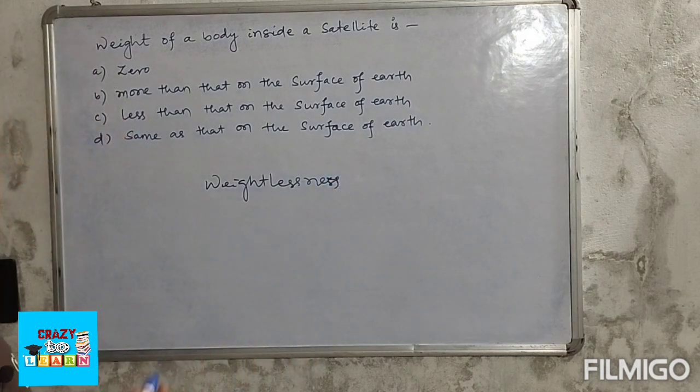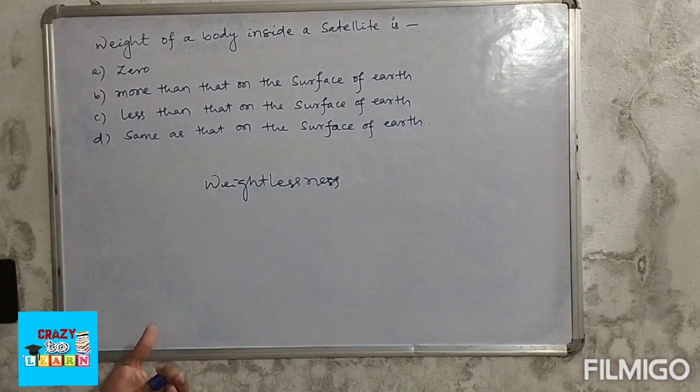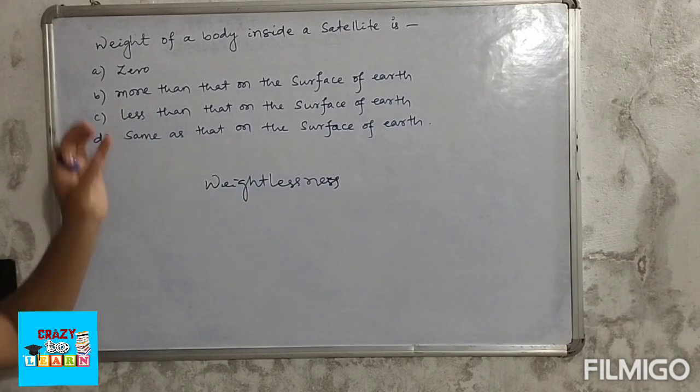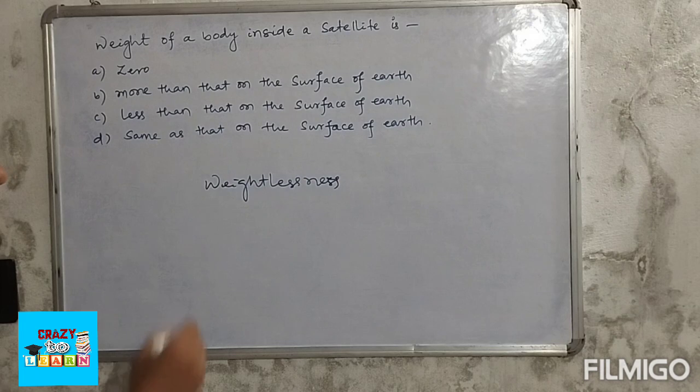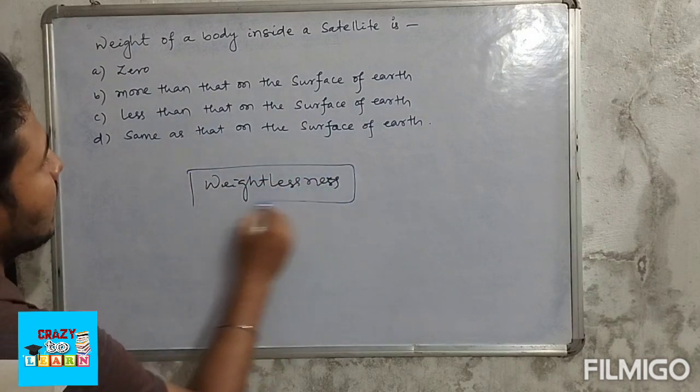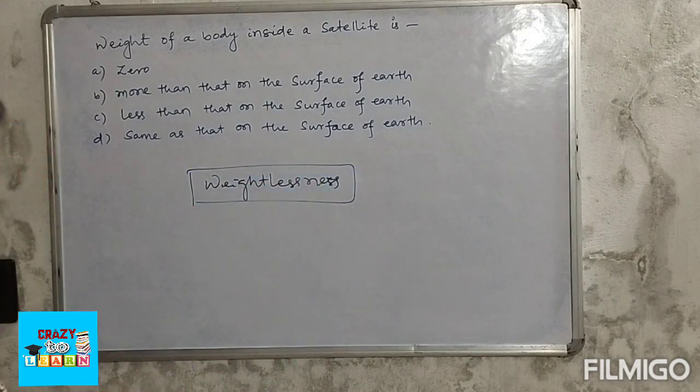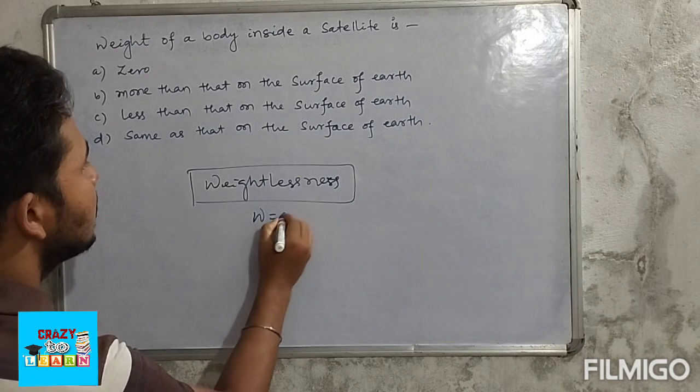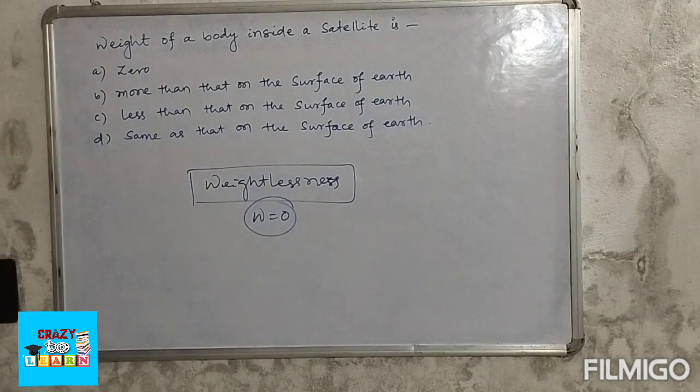It is called the condition of weightlessness. As in the case of free fall there is weightlessness, similarly here also, when a body is inside a satellite, it is the condition of weightlessness. There is no weight. Weight is equal to 0. So which is the correct option? Option A is the correct one. The weight of the body is 0.